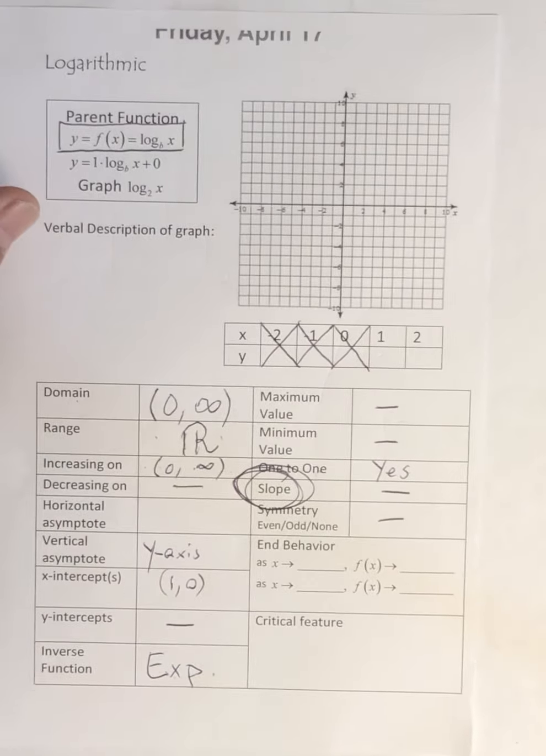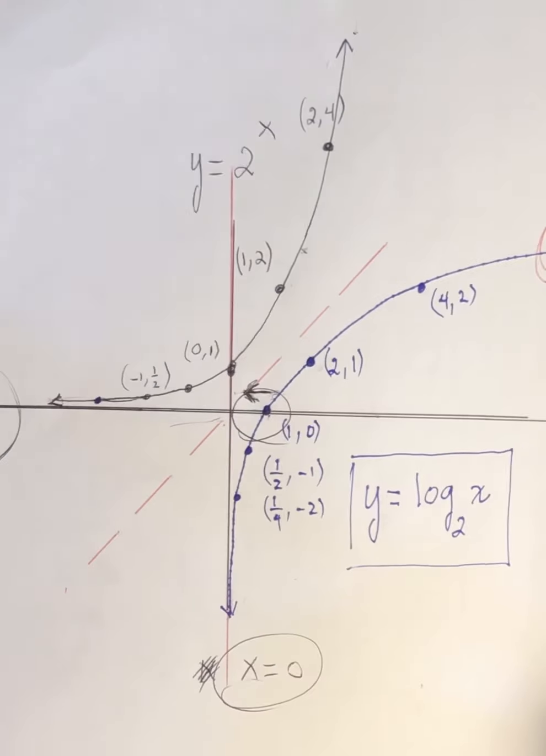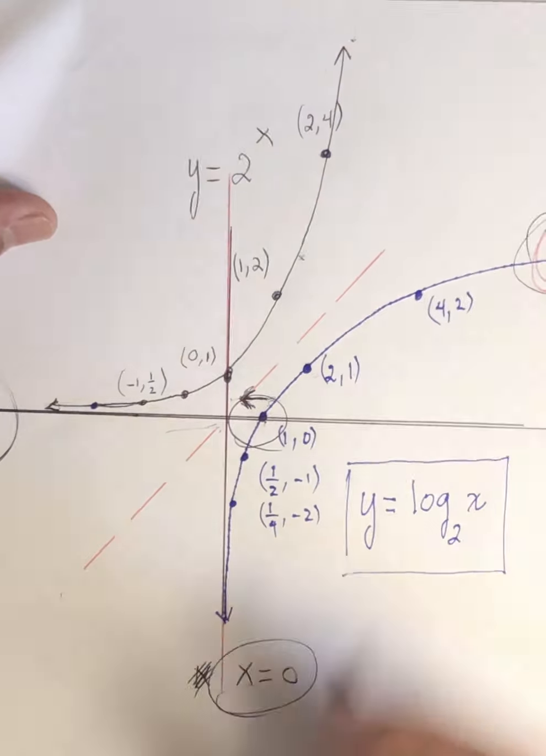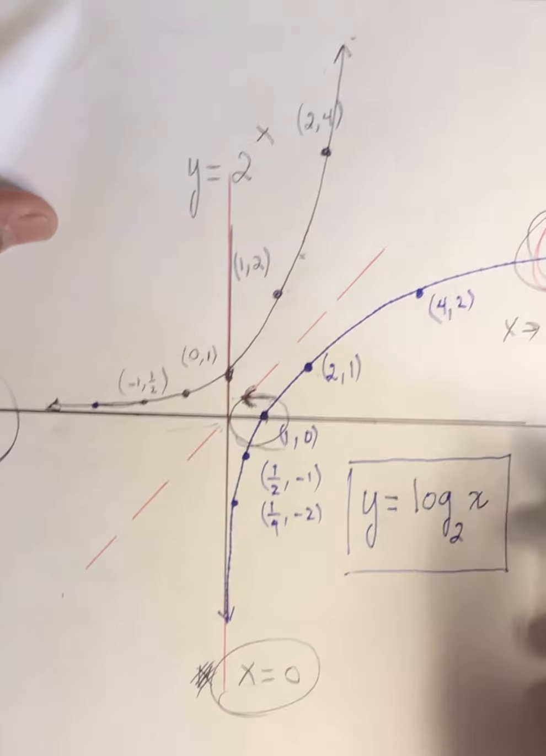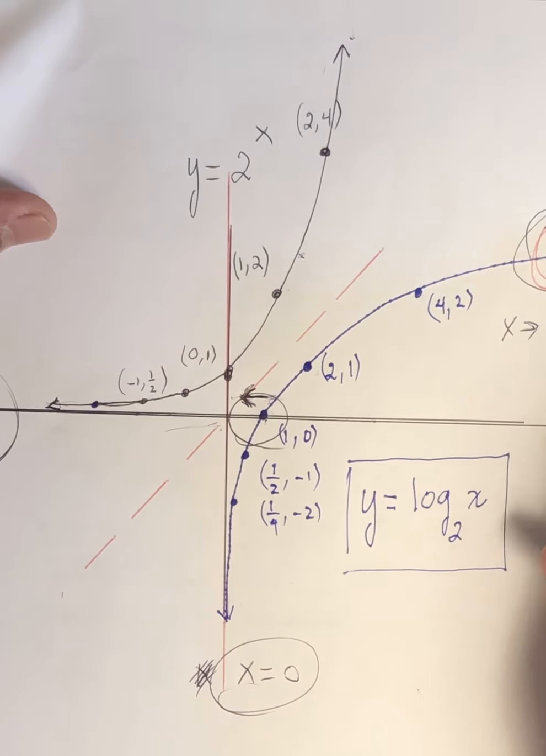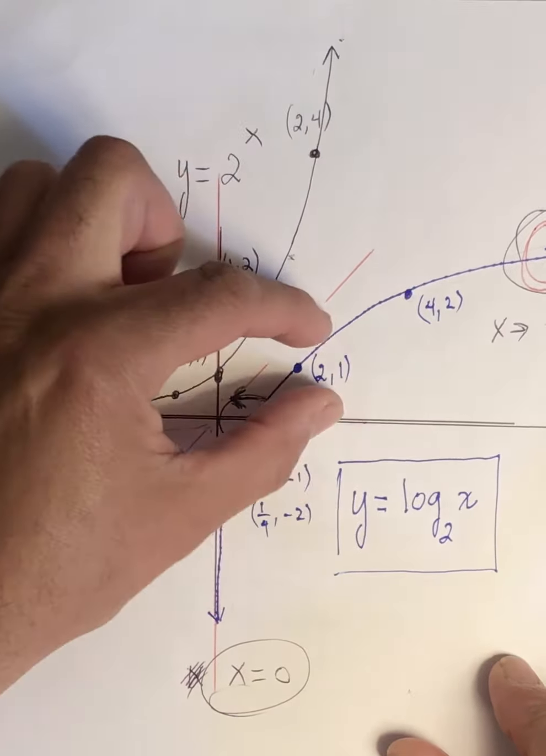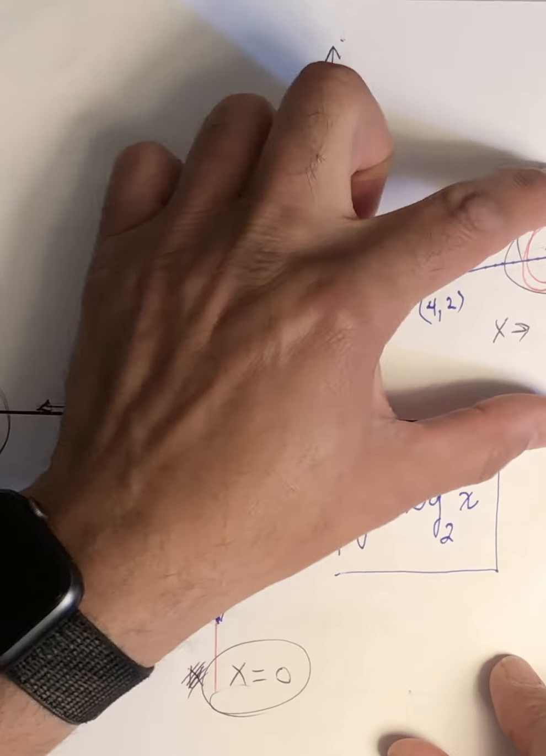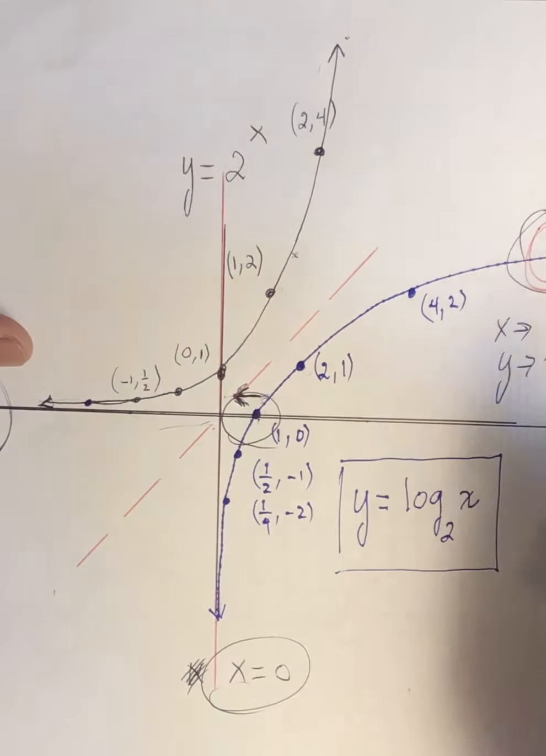The end behavior is interesting, right? The right end behavior is obvious. In other words, as x approaches infinity, I can clearly see that y, the height of the curve, as x gets bigger, the height of the curve gets bigger too. So y tends to infinity. So that's pretty clear.